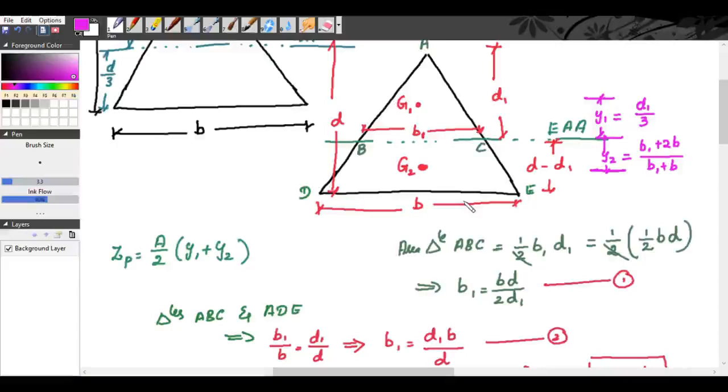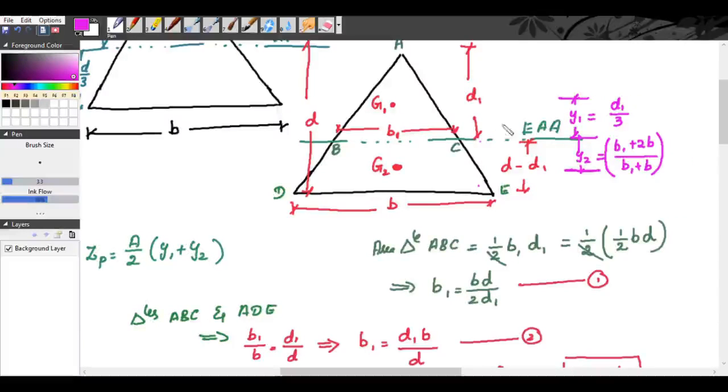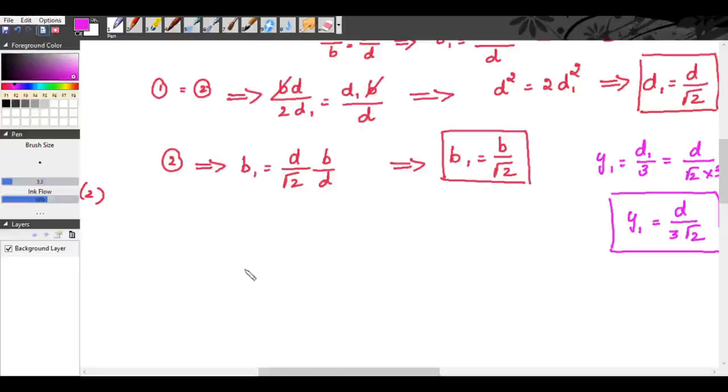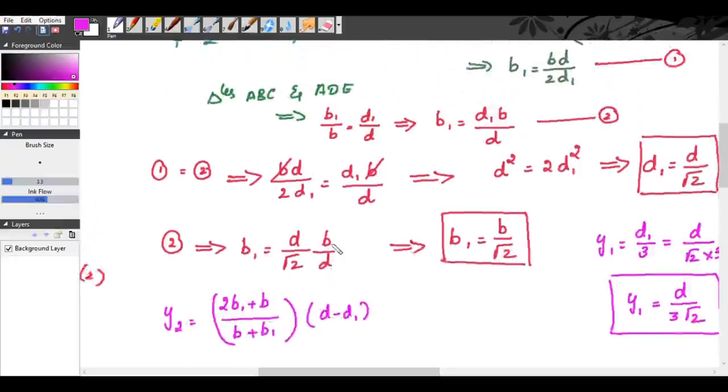multiplied by this depth. How much is this depth? D minus D1. This is Y2. Okay. So now we will calculate Y2. So Y2 is equal to 2 times B1 plus B divided by B plus B1 multiplied by D minus D1. Right?